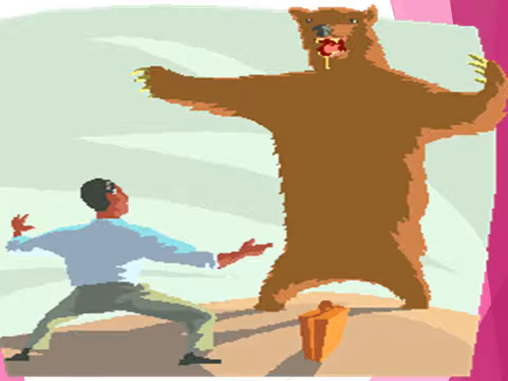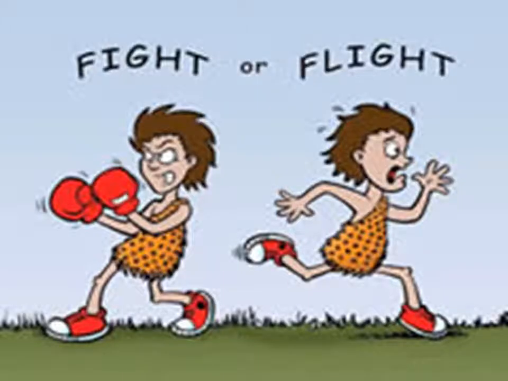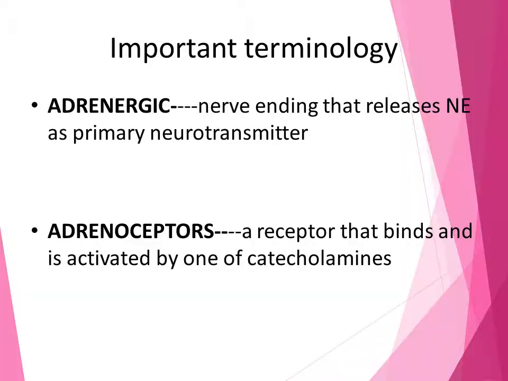As you all know, the sympathetic nervous system basically activates in a situation of fight or flight. If you see a very scary, very big bear standing in front of you and you are in a situation of stress, then our sympathetic nervous system activates. So the sympathetic system is related to fight or flight.